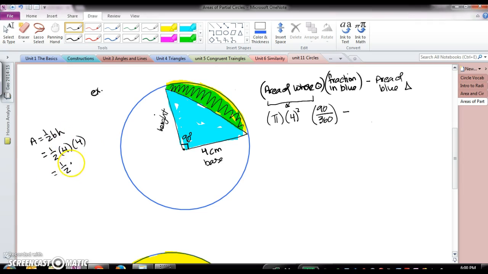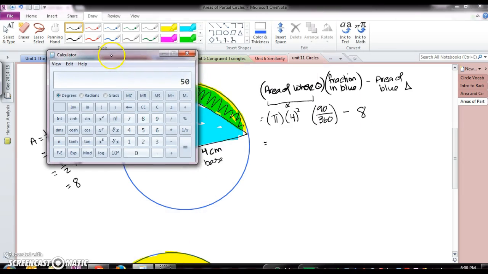That gets me 1/2 of 16. That gets me 8. So the area of my triangle is 8. Now it's just a matter of grabbing a calculator and doing some computations. And that guy over here.